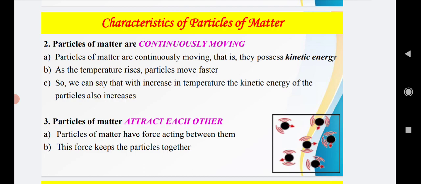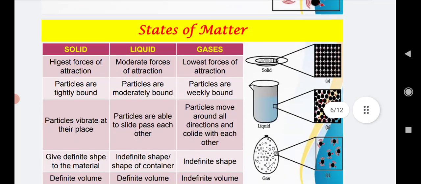the third characteristic of matter: particles of matter attract each other. As we see, the particles are dispersed in this image, but they have a force of attraction between them. As they have a force of attraction, the particles keep together. Particles form bunches or clumps, and that's why we can observe them with naked eyes. So particles attract each other and they form a regular pattern. Okay, so now let's move to the next slide.